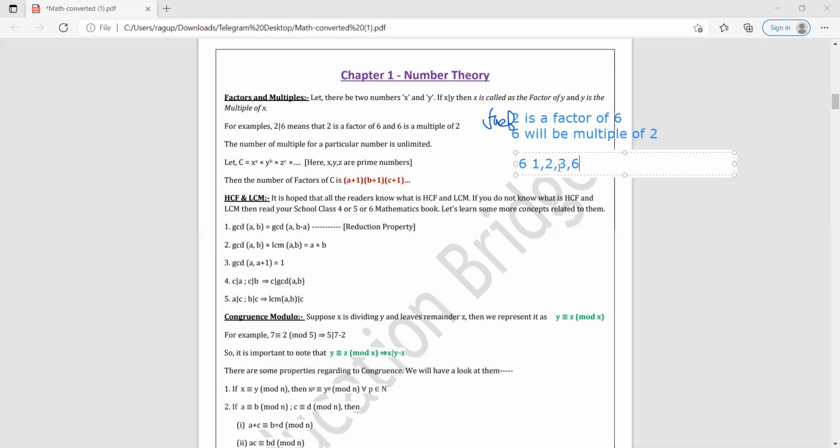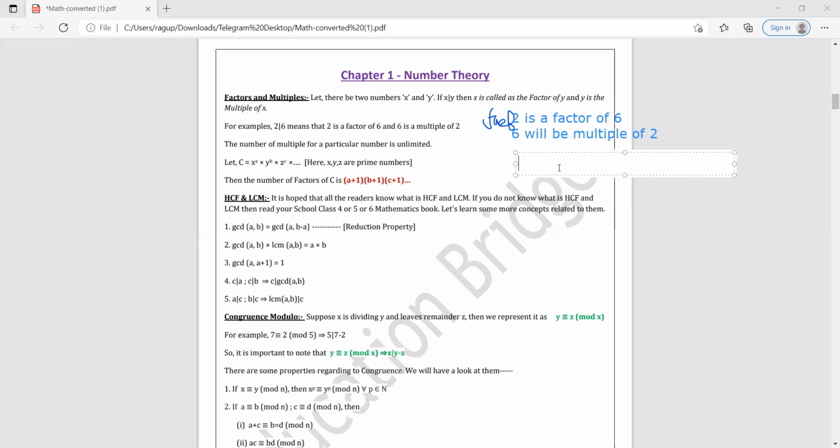What we used to do in our school, we used to draw a column and we used to do 1 into 6, and then 2 into 3, and then count the factors. So this method is very important because it gives us a very short, very logical trick to calculate the number of factors very fast. The proof of it is very simple.